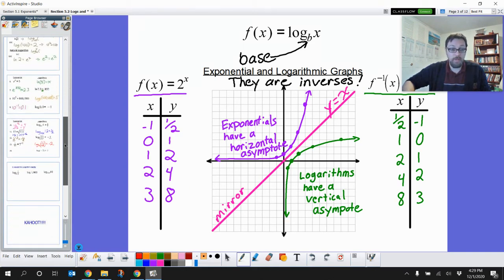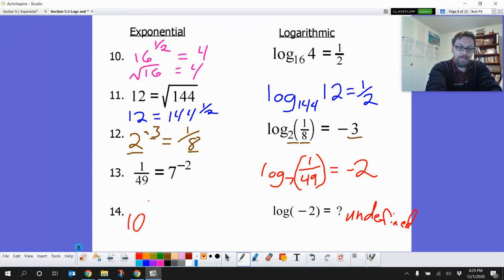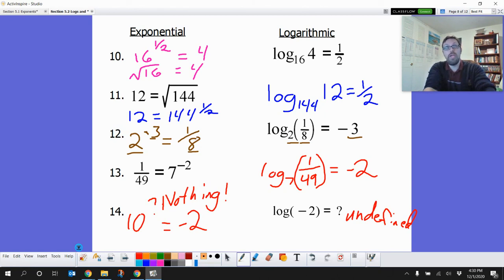So this final problem that we were just looking at, log of -2, is undefined. And we can tell because 10 to the what equals -2? Well, nothing works. So we're not allowed to put negative numbers into logarithms. If you think back to chapter 1, that was one of the domain restrictions that we mentioned. We had 3 restrictions. We can't put 0 in the denominator, we can't put negatives into square roots, and we can't put negatives or 0 into logarithms. So quick reminder on that.